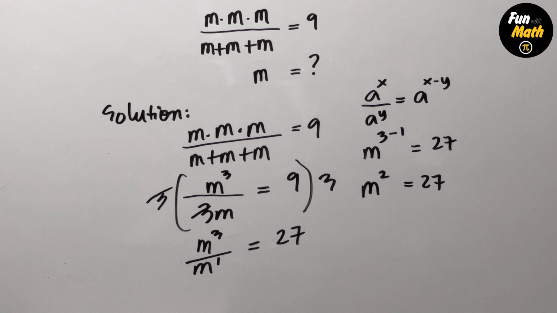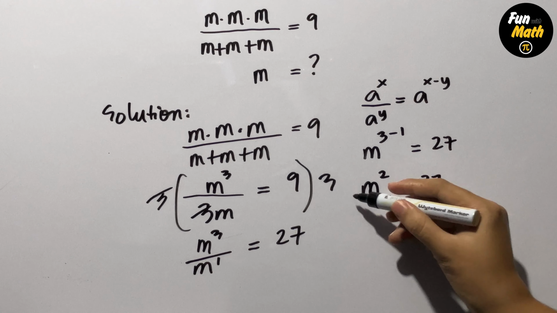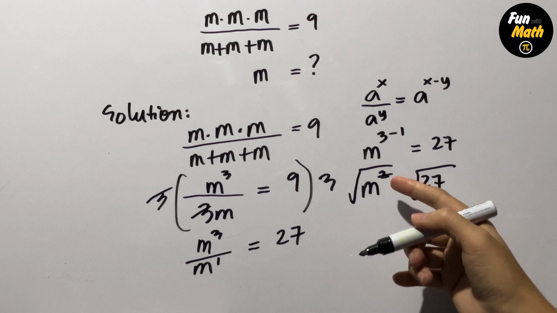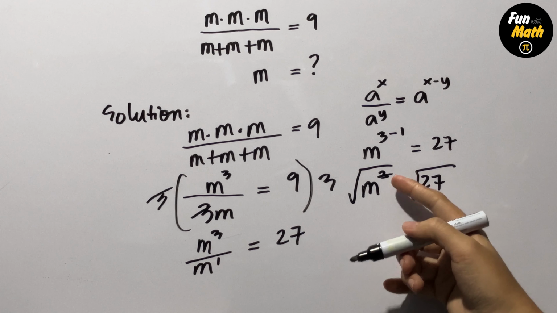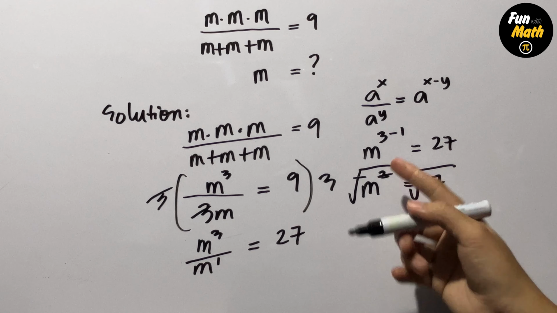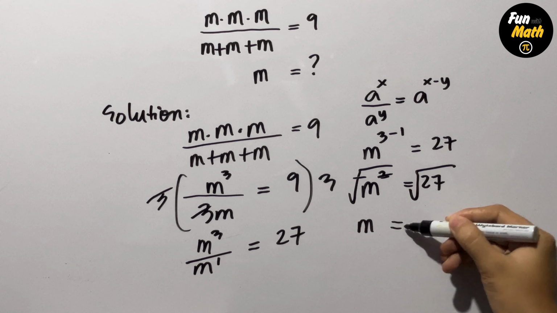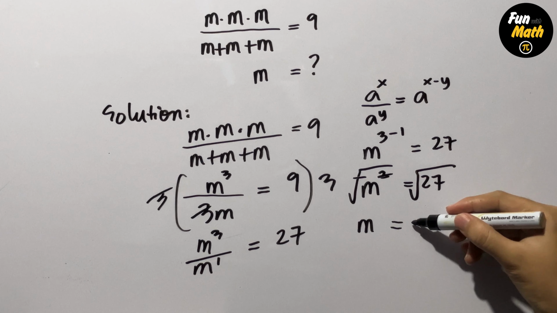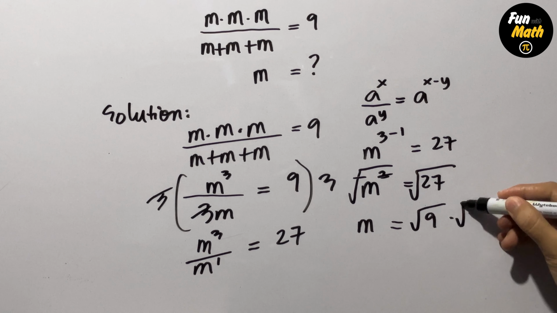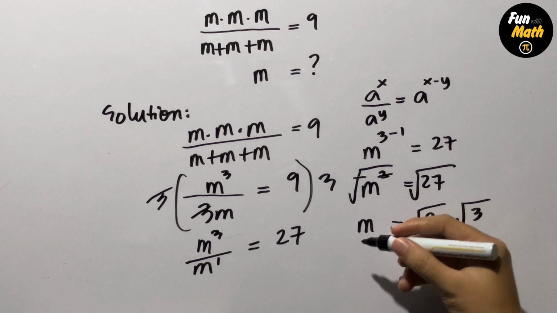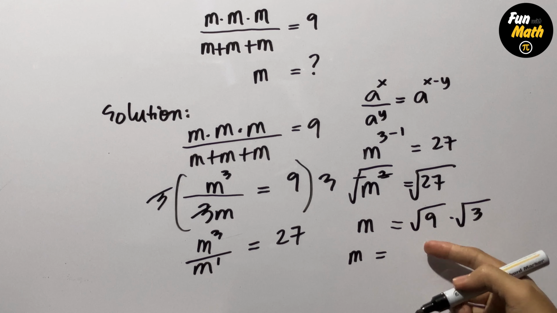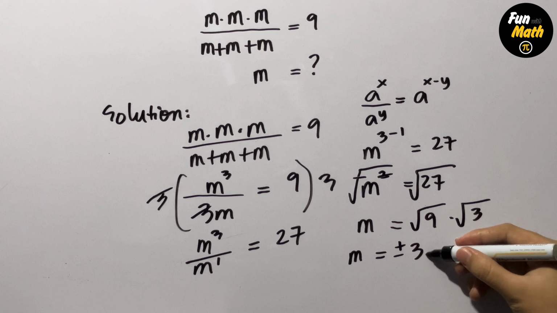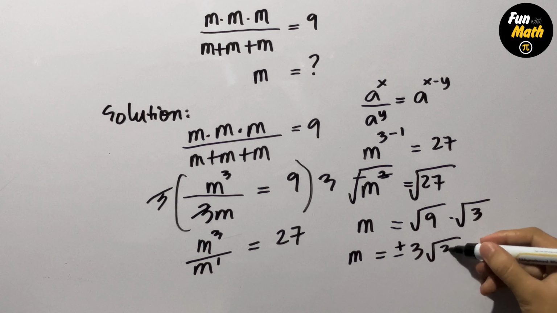Next, we can insert a square root on both sides so that we can remove the square because it will cancel. So now it cancels, also the radical. So we're left with m equals the square root of 27. We can split this into square root of 9 times square root of 3. And this is m equals square root of 9, that is equal to positive or negative 3, times square root of 3.